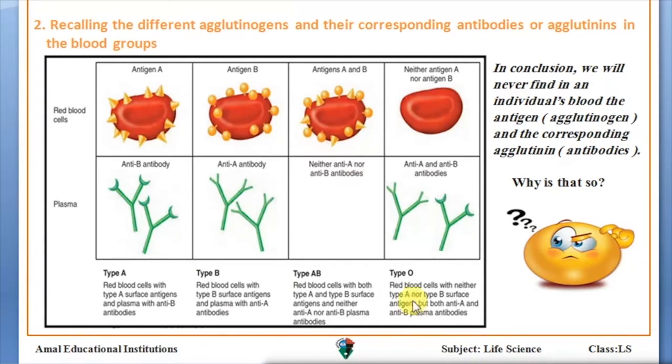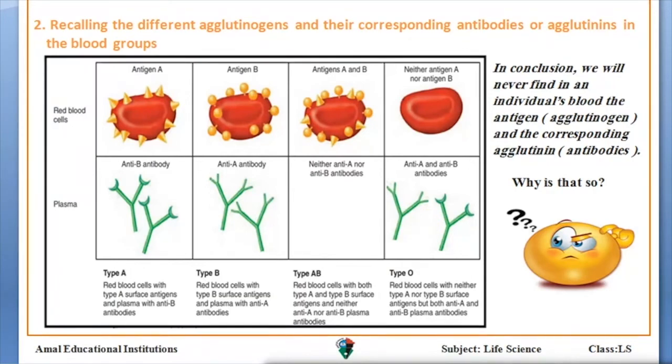Individuals with Group O have neither antigen A nor antigen B on the red blood cell. They have no antigen. However, in the plasma, they're going to have both anti-A and anti-B antibodies.